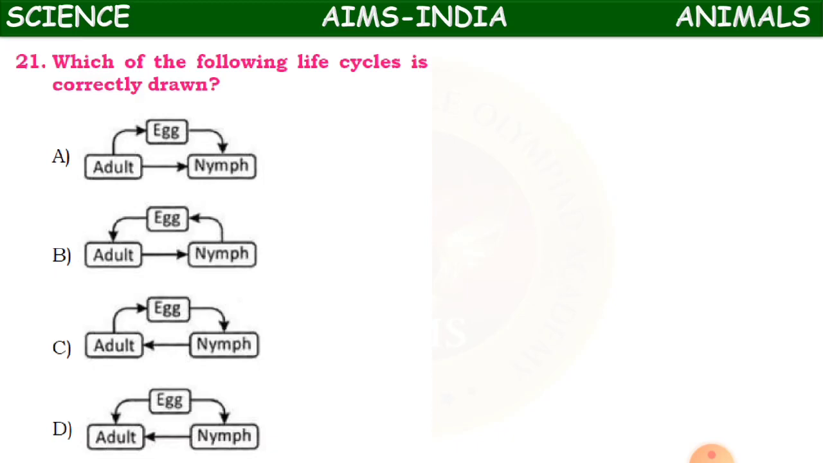Okay, so we'll just do that now. So which one, children? Which will be the correct one? First it must be adult. Then the adult will lay the eggs. Again the eggs turn into a nymph. Again the young nymph is going to become an adult.